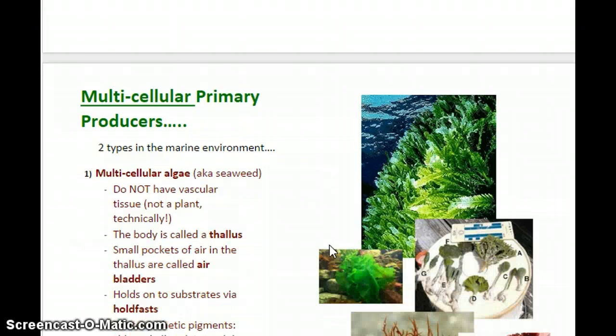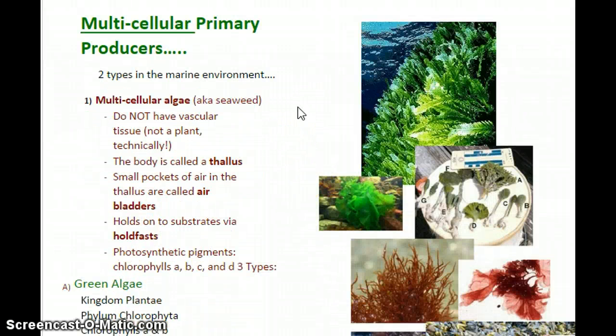So now we'll look at the multicellular primary producers. So this is going to be algae and plants. Something that's really important here to distinguish: algae is not a plant. Algae is a distinctive type of organism, and we're going to look at how they are different than plants.